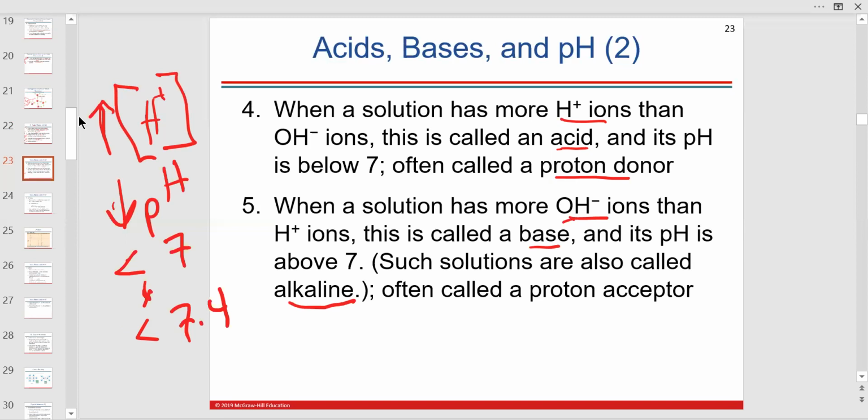Yes, question? Yeah, I got a question. How many moles of hydrogen does it take to go down in the scale? It's a lot. That's a good question. It's like times 10. So here's a good question.